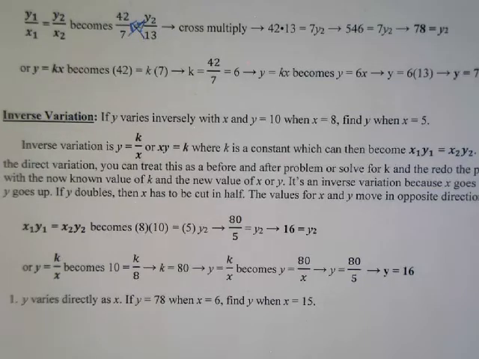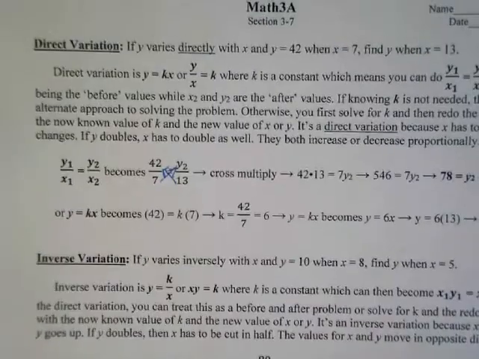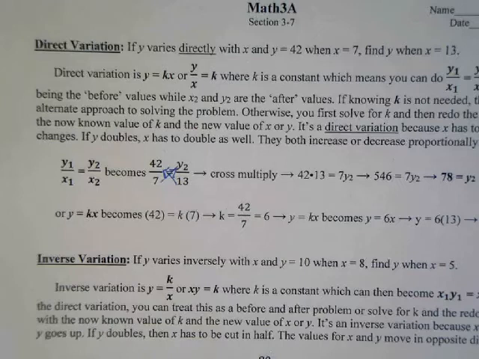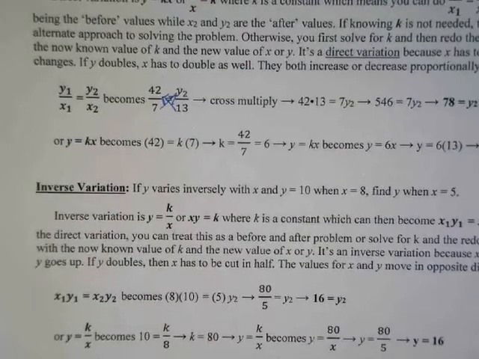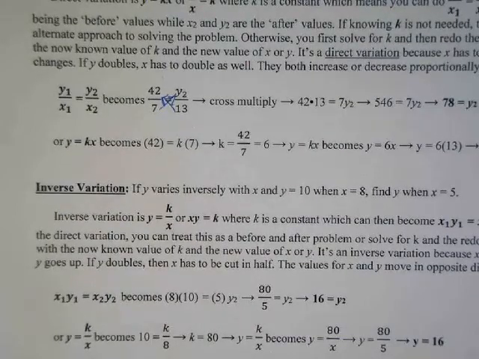So there are 2 ways. I don't really care which way you want to use, whichever one is easier for you to manage. But this does give me 2 ways to do it. And as I said, the main purpose of this is to introduce you to direct variation, in which both x and y have to change the same way. In other words, double one, double the other. And inverse variation, in which they have to go in opposite directions. So if I double one, I have to cut the other one in half.